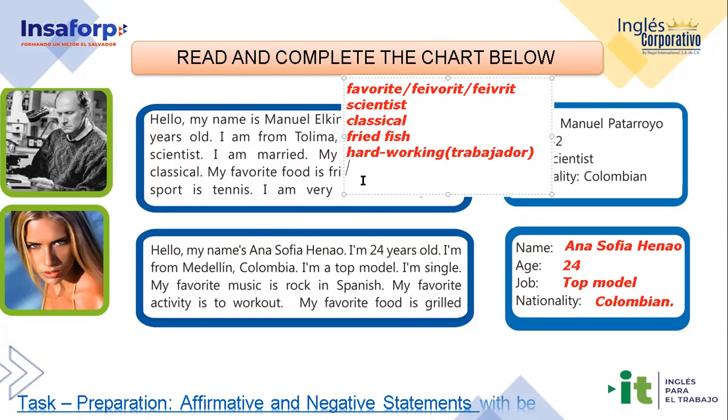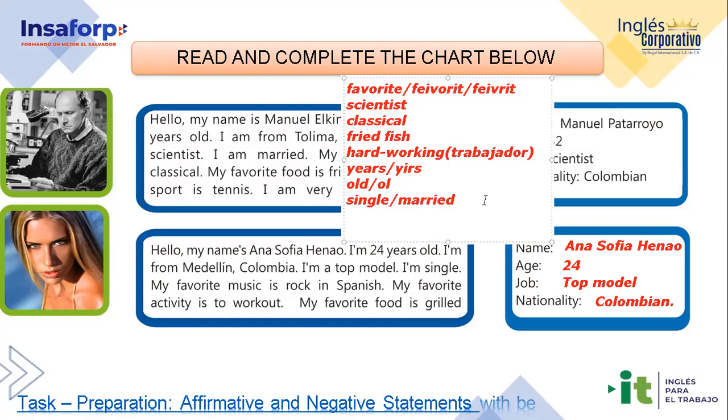Hello, my name is Ana Sofía now. I'm 24 years old. Again, the word years. Okay, I'm single. Guys, are you single or married? Single or married? Are you single or married? I'm single. Married. Okay, let's see. Just kidding. My favorite music is rock in Spanish.